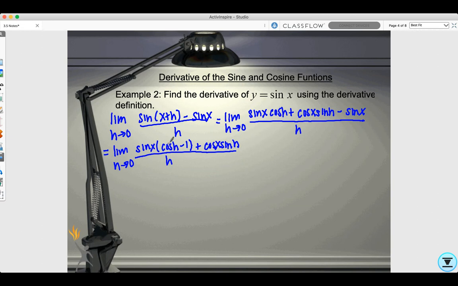Notice in this, I have two separate terms here, both over h. I can separate those into one limit as well. So I could rewrite this as the limit as h approaches 0 of sine x times cosine h minus 1 all over h plus cosine x sine h all over h.